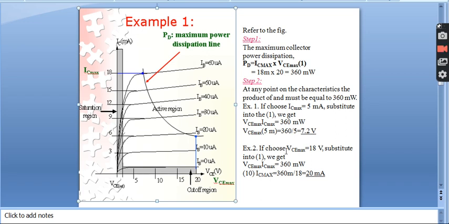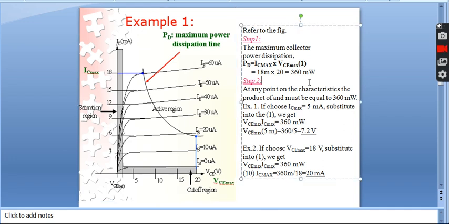That means when VCE maximum is equal to 18 volts, IC maximum is equal to 20 milliamperes at a power dissipation of 360 milliwatts. In this way we have to find the power dissipation, the maximum collector current and the maximum output voltage, that is VCE maximum.